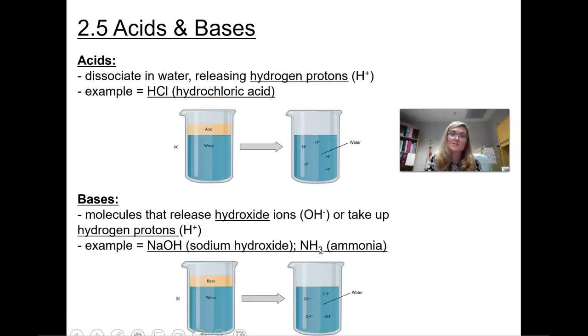Acids are going to dissociate in water and release hydrogen protons. Example, we just used hydrochloric acid. Bases are going to be molecules that release hydroxide ions, or they can take up hydrogen protons. For example, you can have NaOH, which is sodium hydroxide, or you could have NH3, which is ammonia.